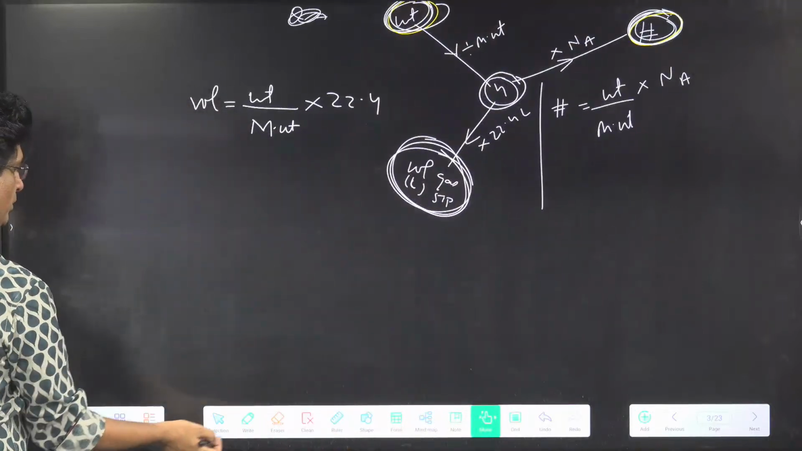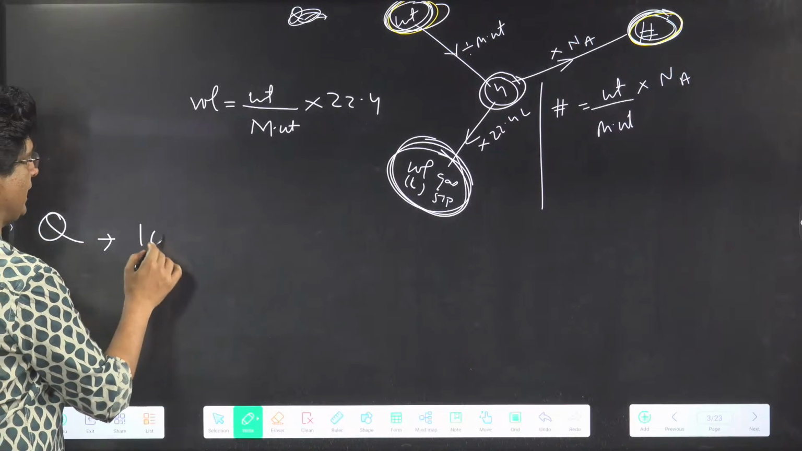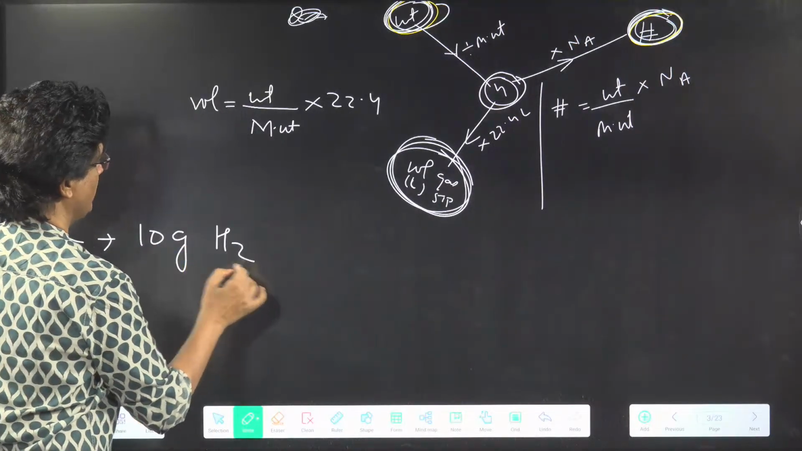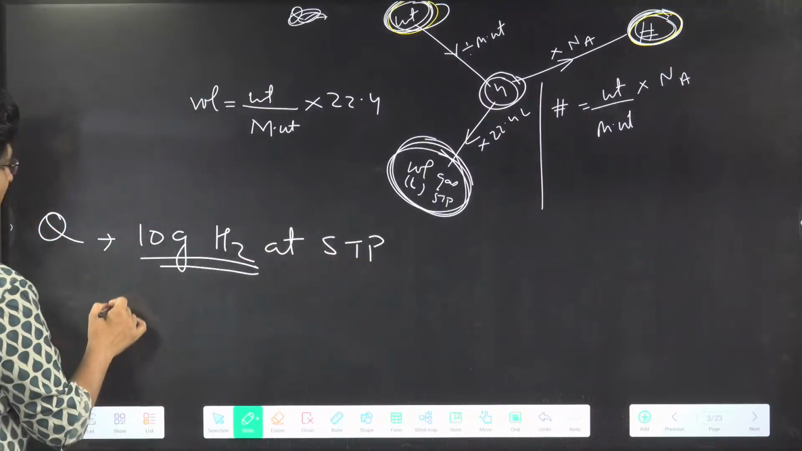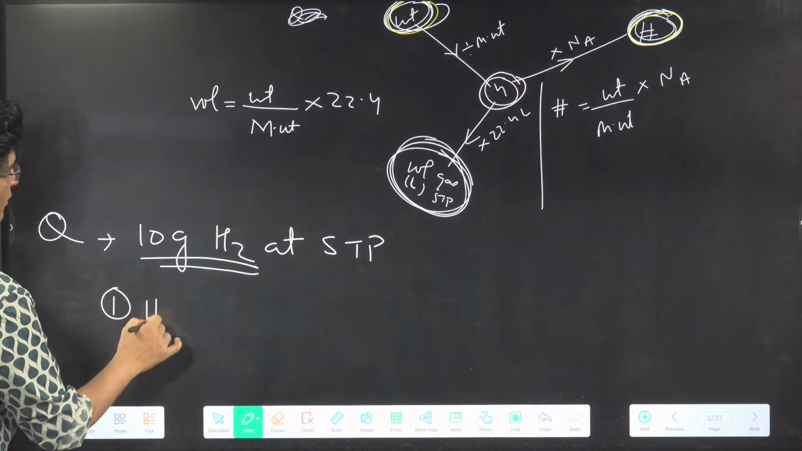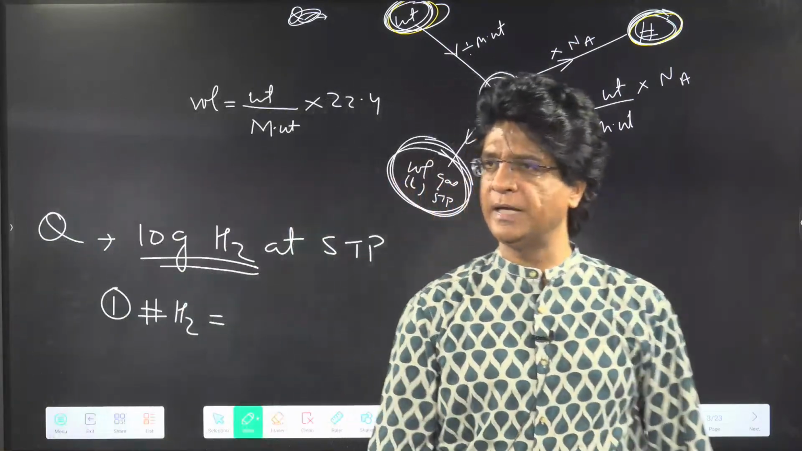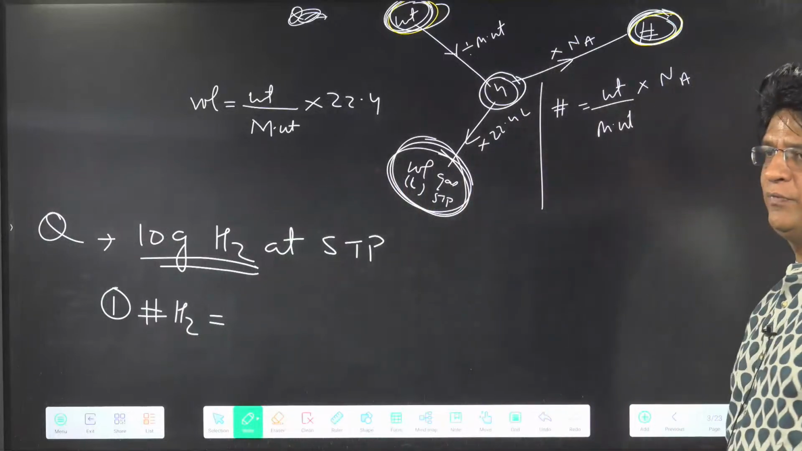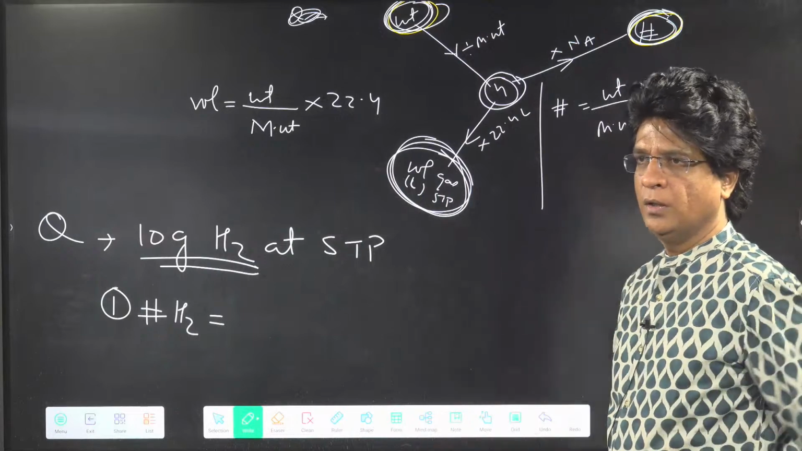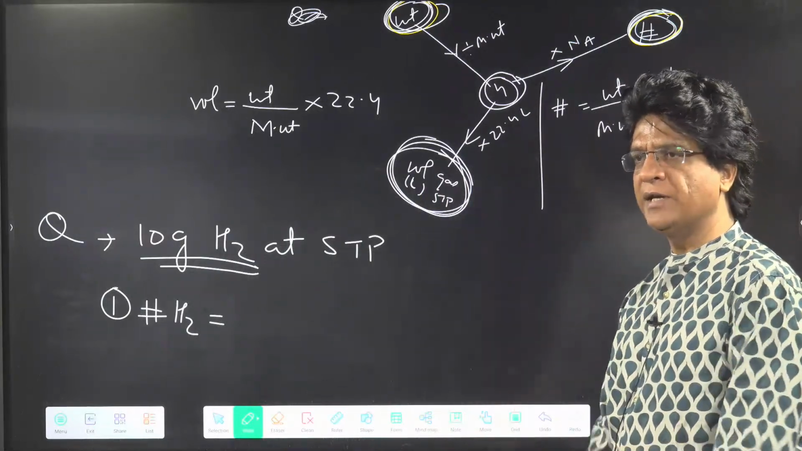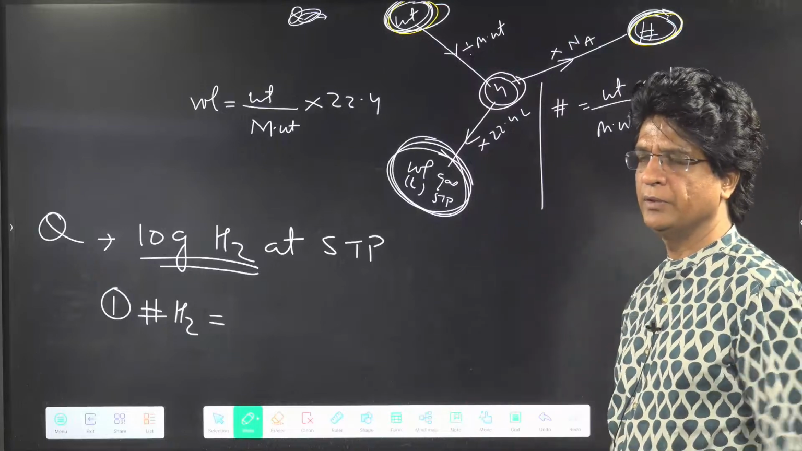So I'm giving you, say, 10 grams of hydrogen at STP. All of that is STP. So you have to find out, first of all, the number of molecules of hydrogen in 10 gram of hydrogen. Can you find out the number of molecules of H2? Give me the answer in terms of Na. Good. Avogadro's number. Very good.